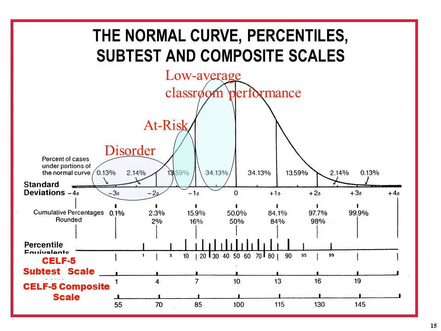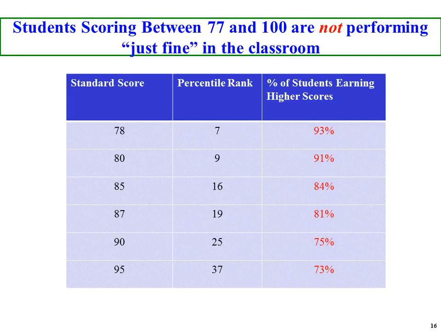And within the disorder categories, we can identify 0.13 plus 2.14 plus part of the percentage, so we get up to the 4 or 5% range. Now, in terms of CELF-5, it obviously uses the normal curve as a reference point for the development of subtest scale scores as well as composite and index scale scores. Students who are scoring between 70 and 100 are really not performing just fine in the classroom.